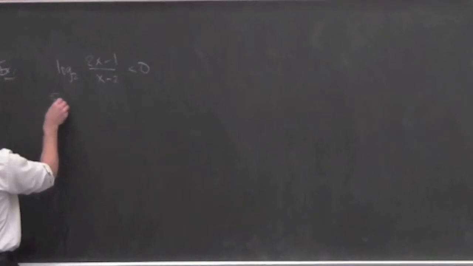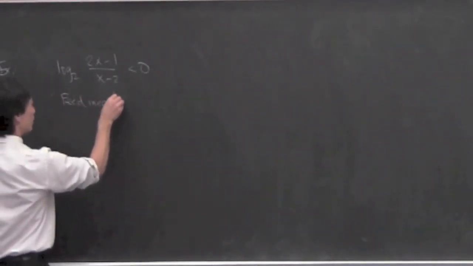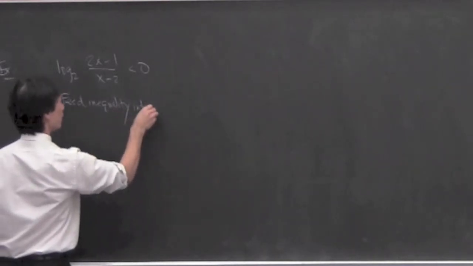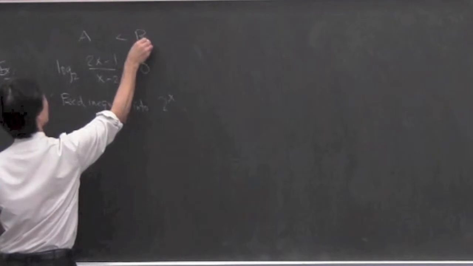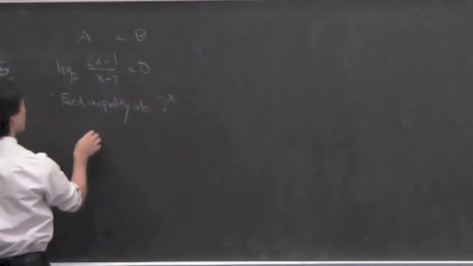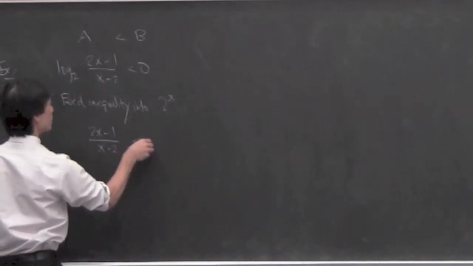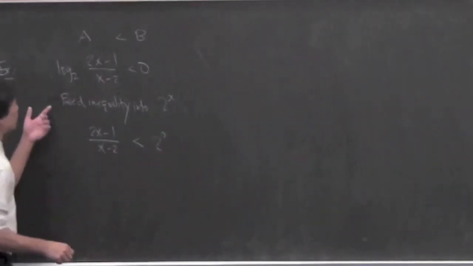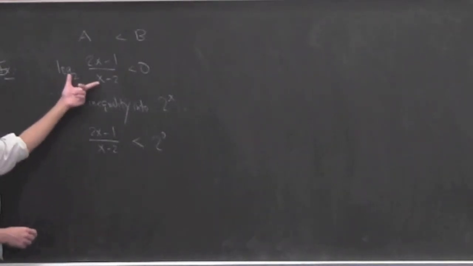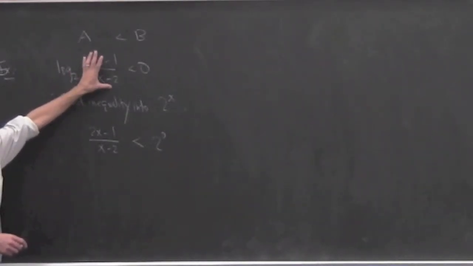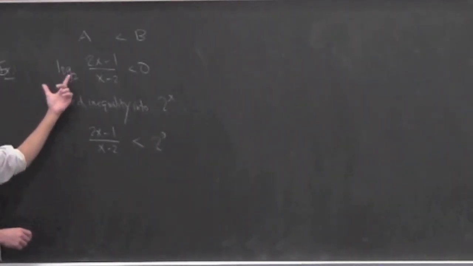Feed the inequality into the 2 to the x function. You've got a less than b, and you feed it into this. It's going to be 2 to this is less than 2 to the 0. And 2 to this is, of course, just the argument here, because 2 to the x and log base 2 cancel each other out.